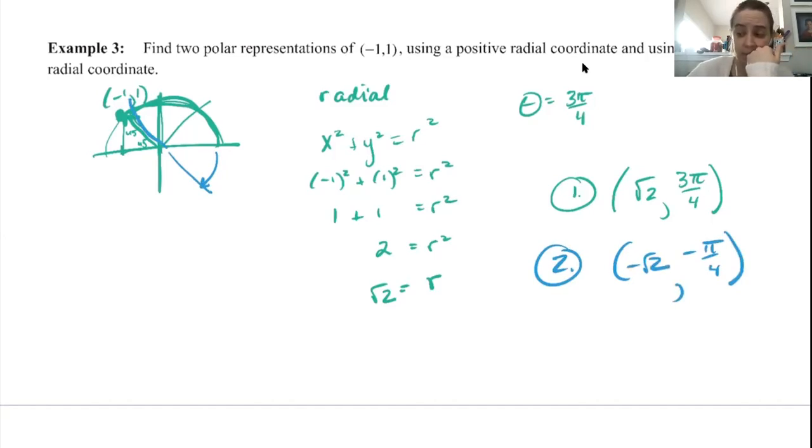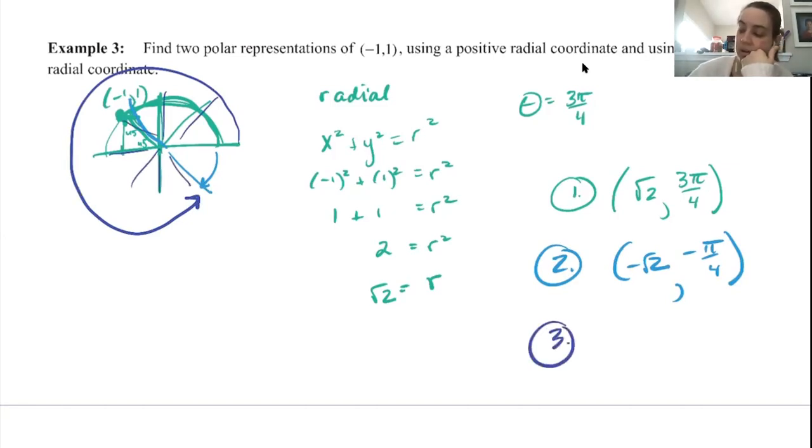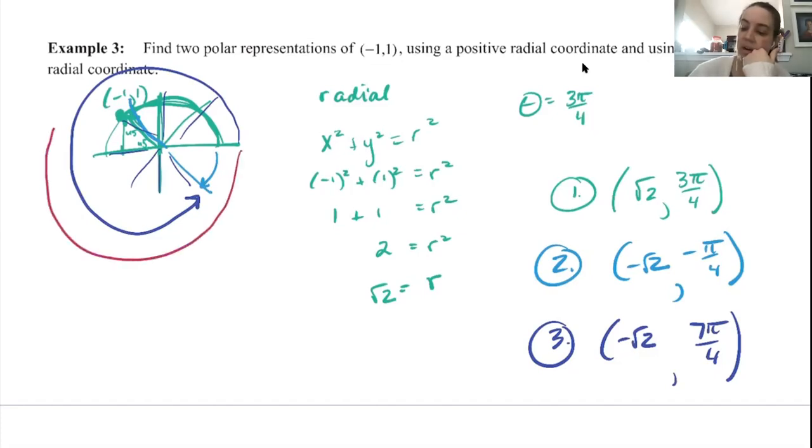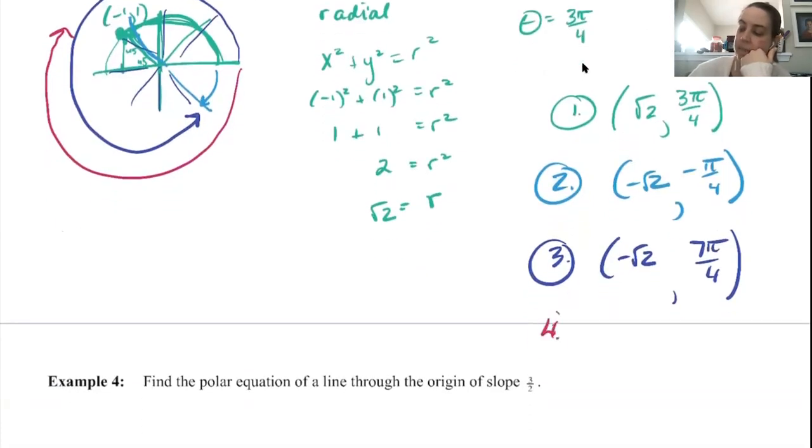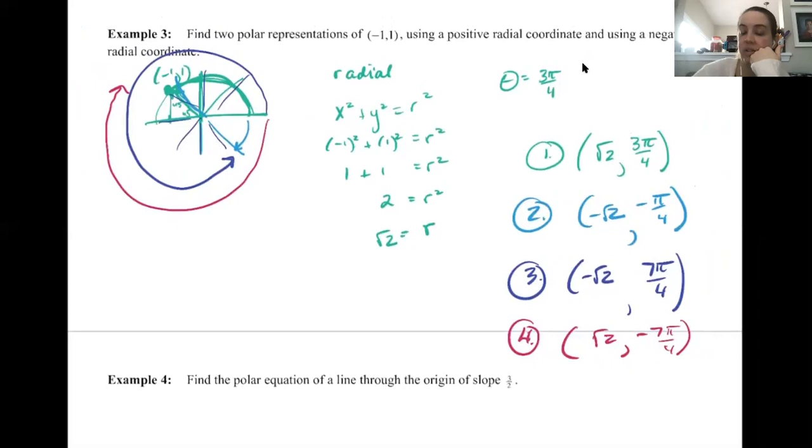Now, those are not my only options. You could go in the positive direction, all the way over here. So 1, 2, 3, 4, 5, 6, 7 pi over 4. And then you could have a negative radial component. So I've got negative, negative, negative, positive, positive, positive. Could you do positive, negative to get to the same place? I'm just thinking out loud here. You could go in the negative direction all the way up here. That's kind of a fourth option, where you would have a positive root 2, and then it would be negative 7 pi over 4. So you kind of practiced this already when you did a lot of those terminal angles in pre-calculus. So there you go. Lots of choices for those.